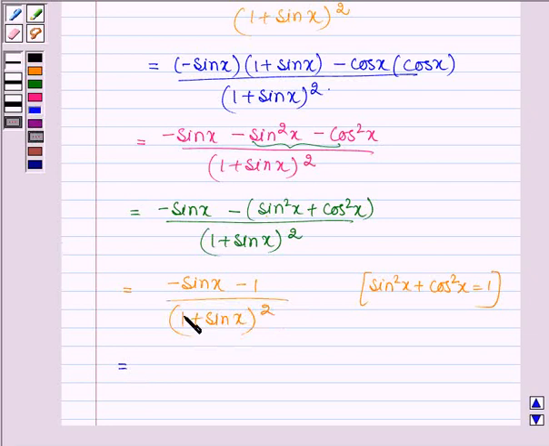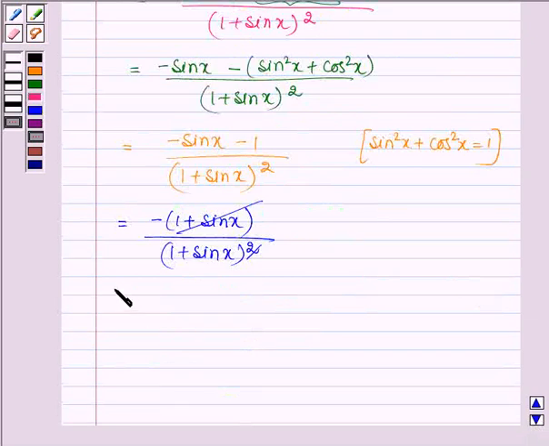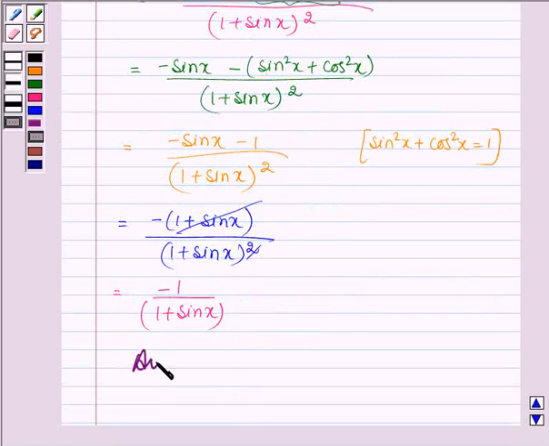Now this is further equal to, taking minus sign common from the numerator, we have 1 plus sin x upon 1 plus sin x whole square. Again on cancelling we have minus 1 upon 1 plus sin x. Thus on differentiating the given function, we get the derivative as minus 1 upon 1 plus sin x.